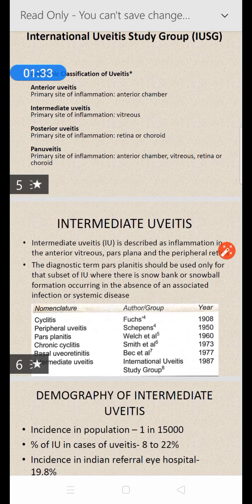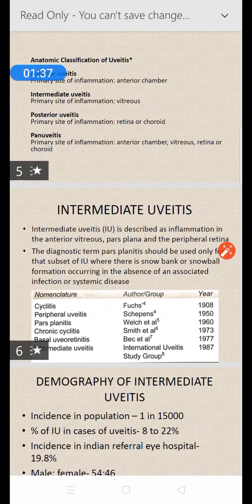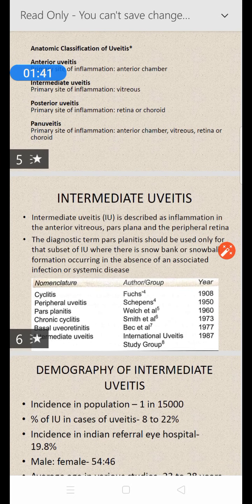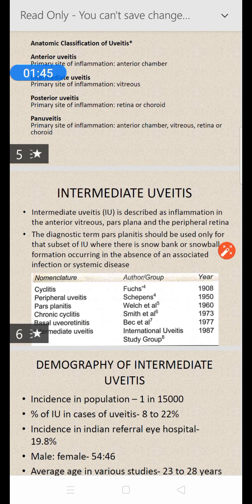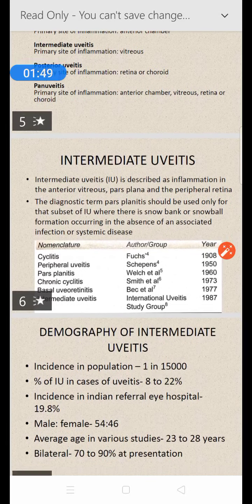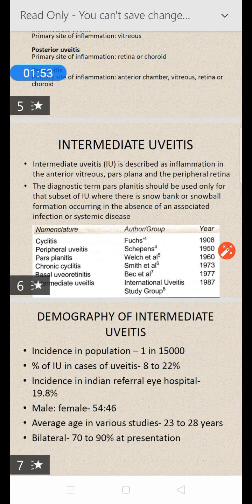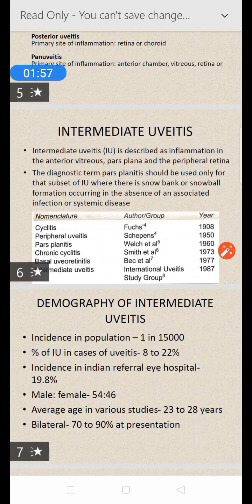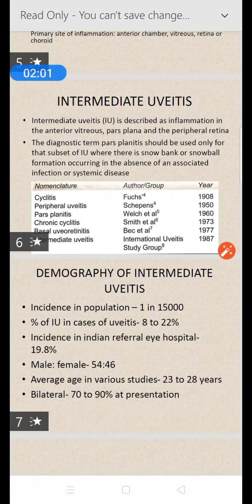But when you talk about pars planitis, it should be used only for the subset of intermediate uveitis where there is snowbank or snowball formation occurring in the absence of an associated infection or systemic disease. These are the nomenclatures, cyclitis, peripheral uveitis, which were coined by the respective authors during a particular year. Just for your knowledge's sake, you can go through it.